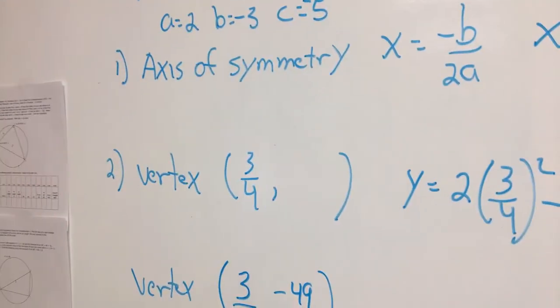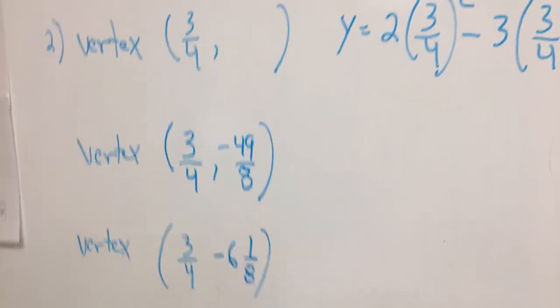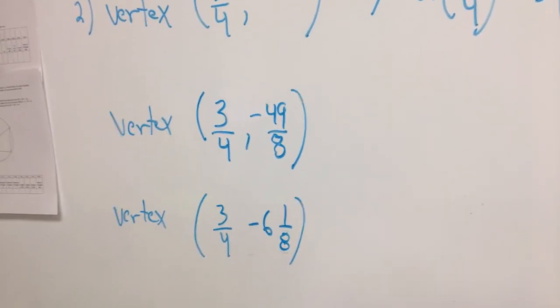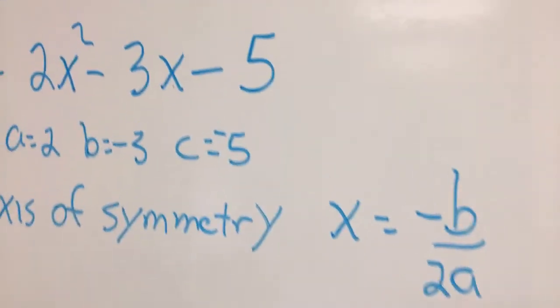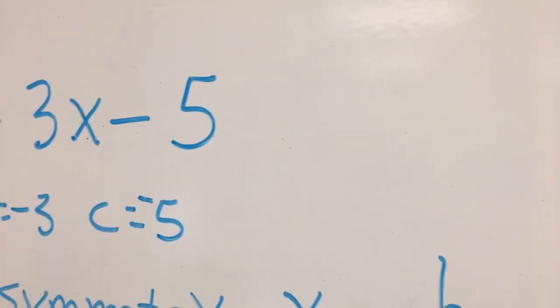Then you need to find your vertex. The vertex is on the axis of symmetry. Plug that x value in. That'll give you the y. Now, the y-axis intercept is right there. You put a 0 for x. It crosses the y-axis at negative 5. So there's another point. Piece of cake, huh?